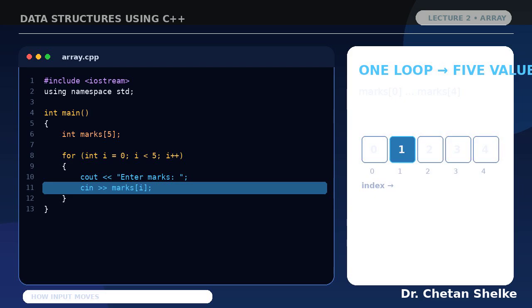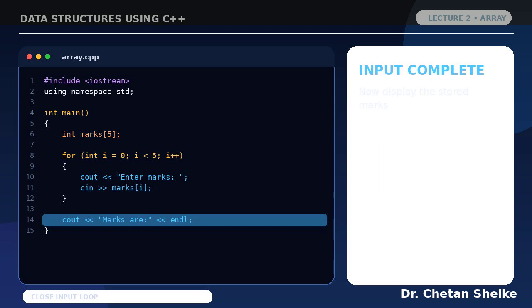Suppose the first time i = 0, then it will take marks[0]. The first value is stored at the 0th location. Then the next time i is 1, so cin will take marks[1]. Similarly marks[2], marks[3] and marks[4]. So one loop is taking all the 5 values. Then finally close the loop.